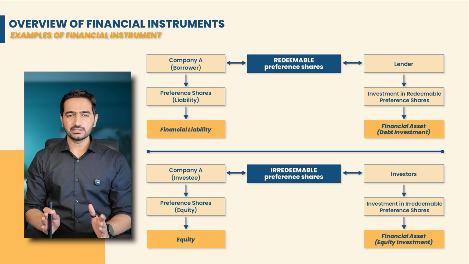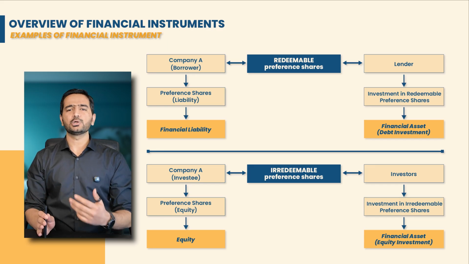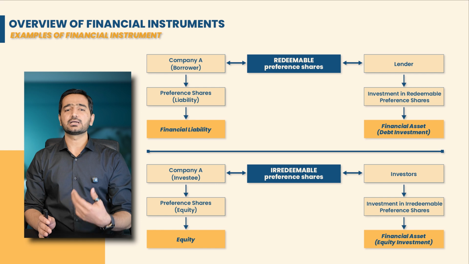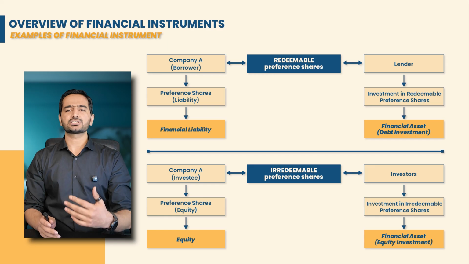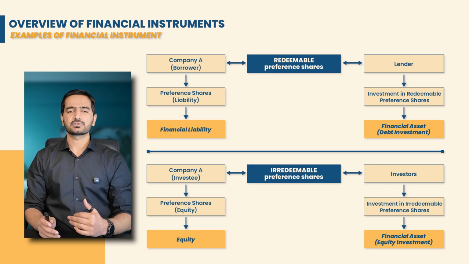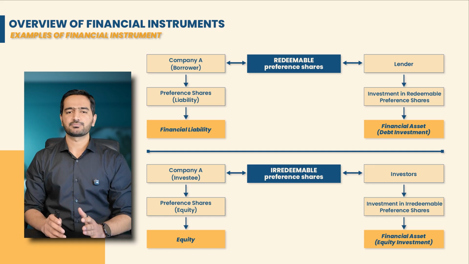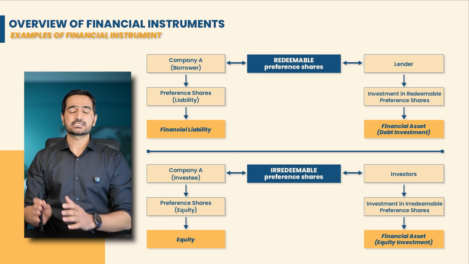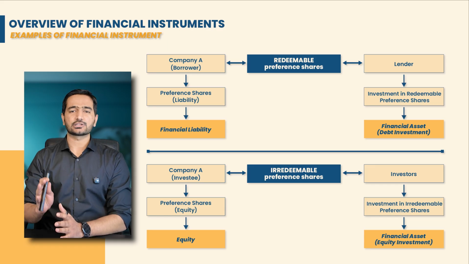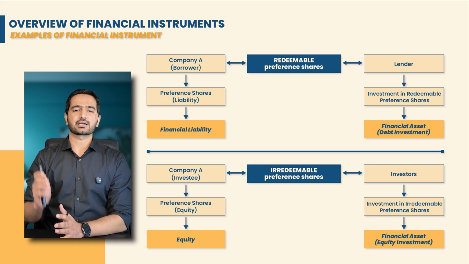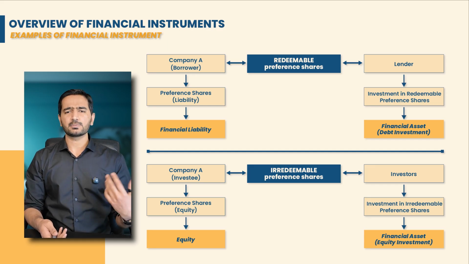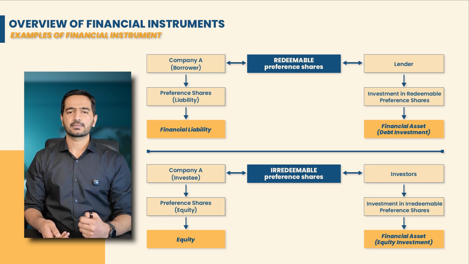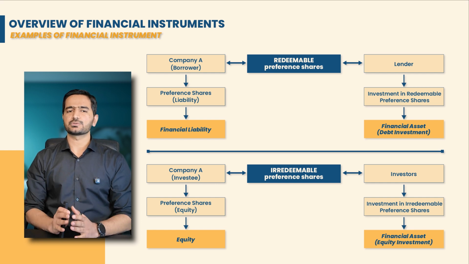My friends, legally, both types of preference shares may look like shares. In many countries' company law, both can be called shares. But when we prepare financial statements under IAS and IFRS, we look at the substance of the transaction, not the legal form. The substance of redeemable preference share is that of liability. You must pay it back. So we treat it as liability. And the substance of irredeemable preference share is that of permanent capital. So we treat it as equity. And this has very important consequences.